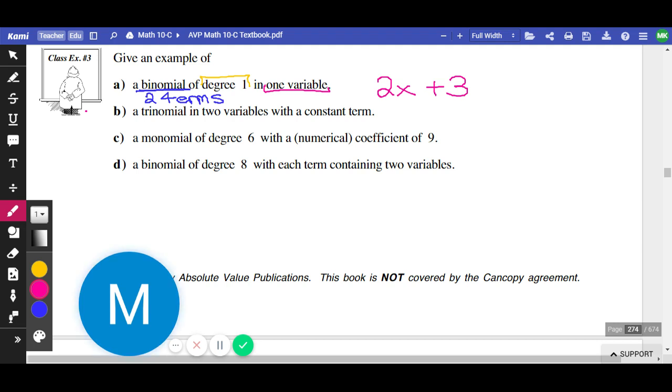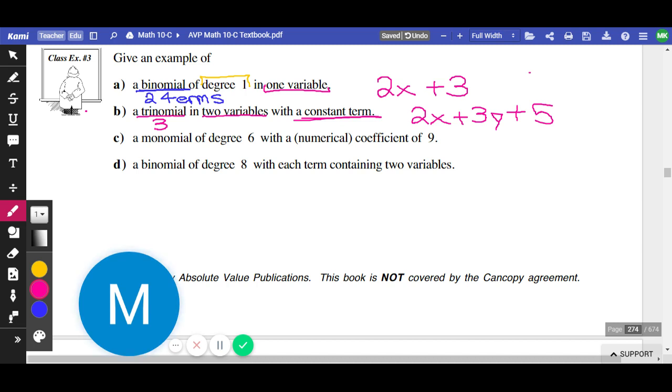Awesome. Part B, a trinomial. Trinomial means we need 3 terms with 2 variables, that's 2 different letters, with a constant term. That means you need at least one thing that has no letters attached to it. So if we were to do this, 3 terms, 2 variables, I could do something like 2x plus 3y. Then I need a constant, plus 5. That would fit everything I want here. Trinomial, 3 terms, 2 variables, x and y, constant term, plus 5.